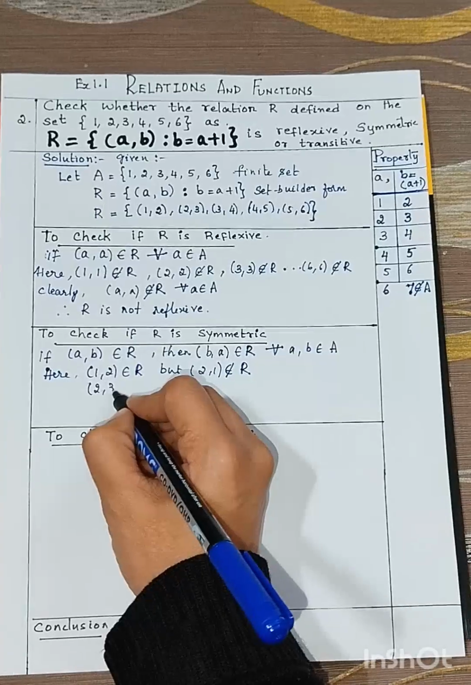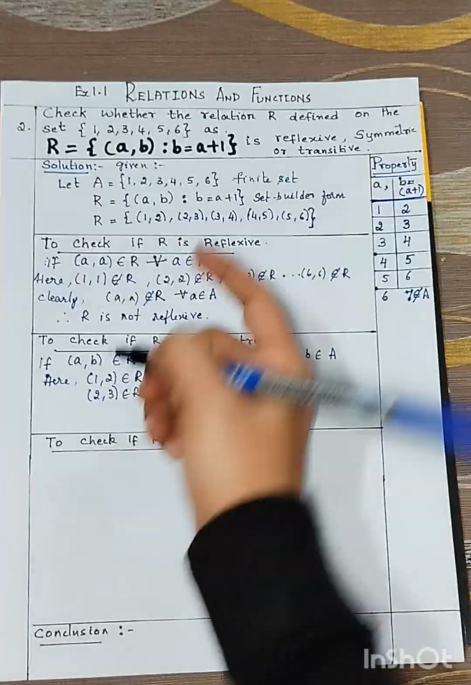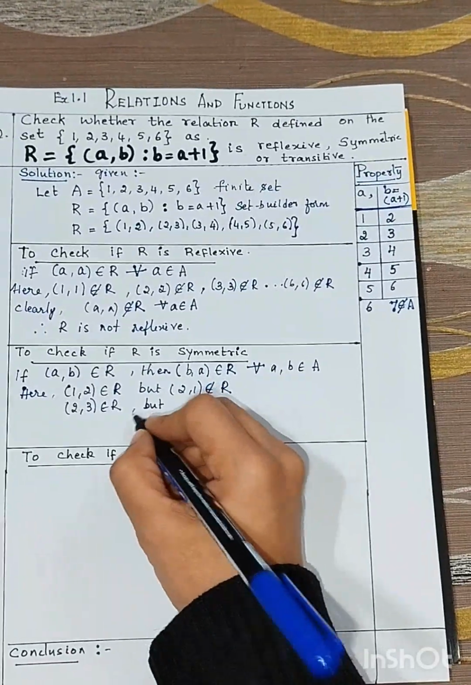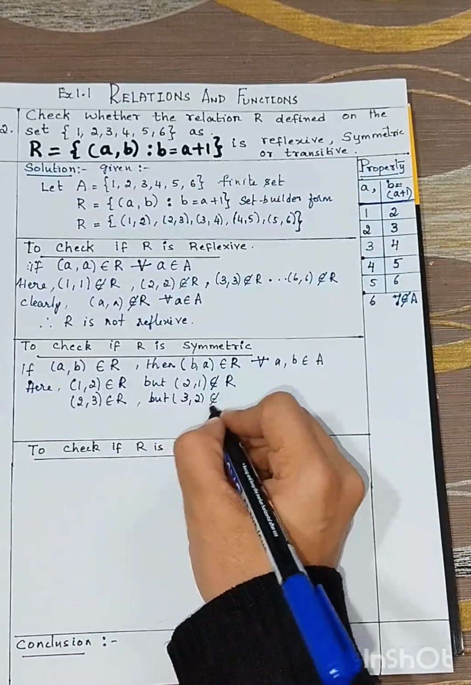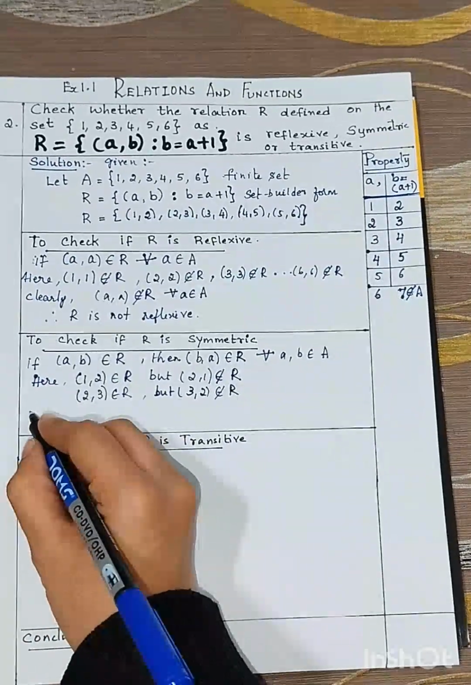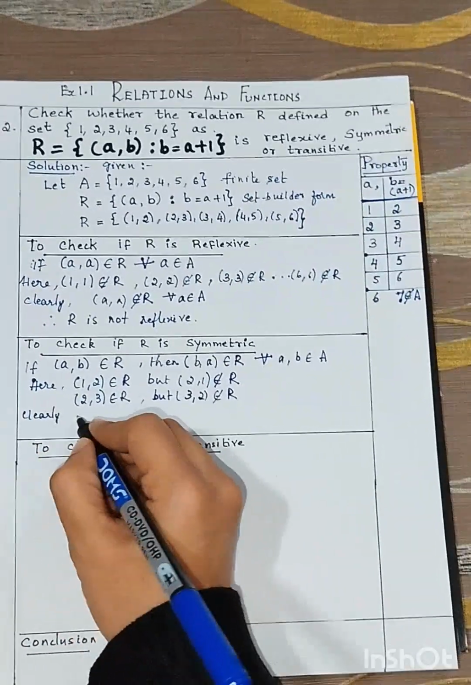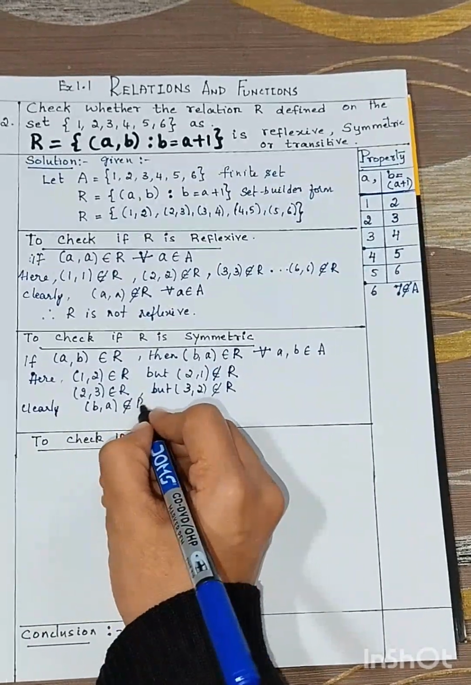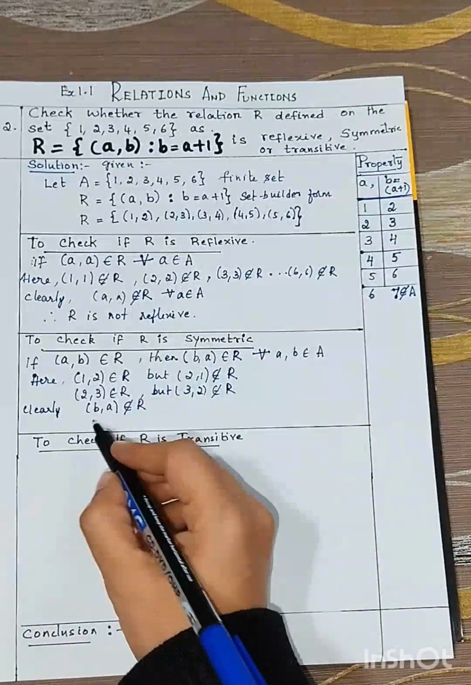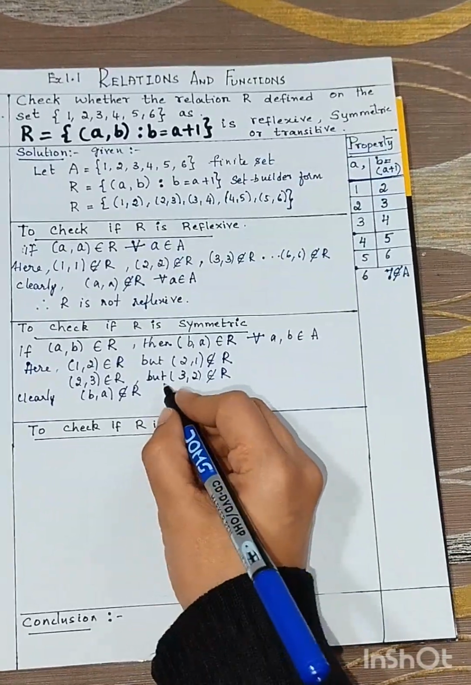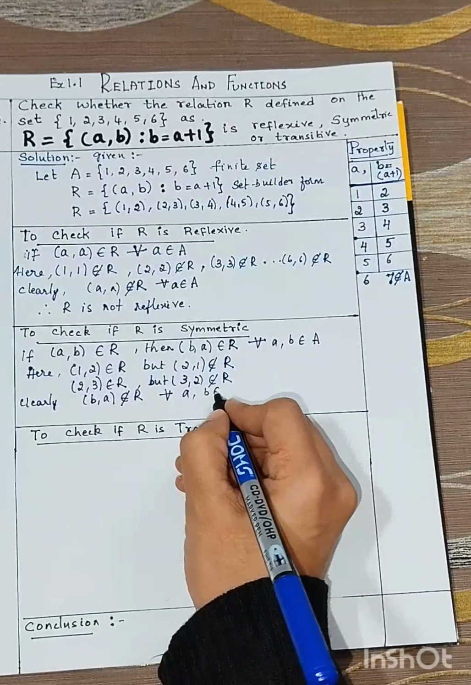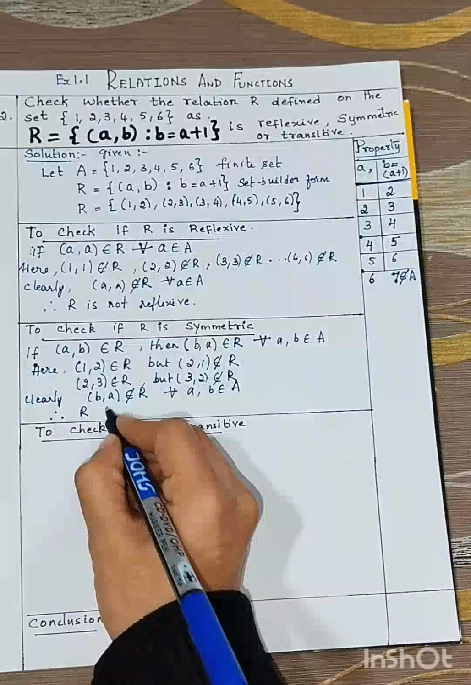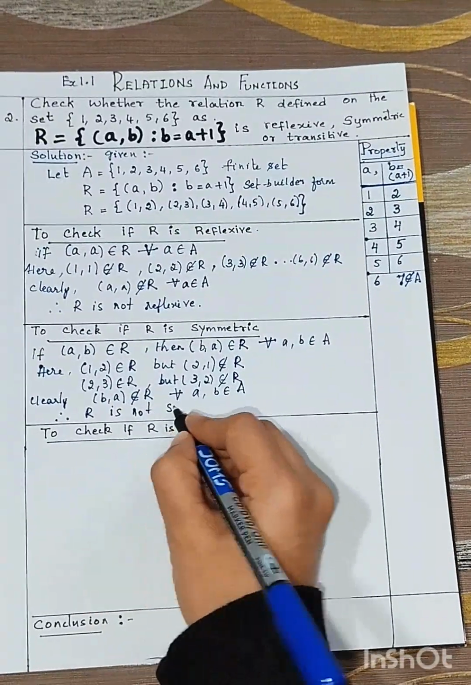But let us just write one more. (2, 3) belongs to R, so we'll take one more ordered pair, we'll flip it and check, but (3, 2) does not belong to R. So clearly what we can say is that after we flip, we get (b, a), which does not belong to R for all a, b belonging to A. So therefore we can conclude that R is not symmetric.